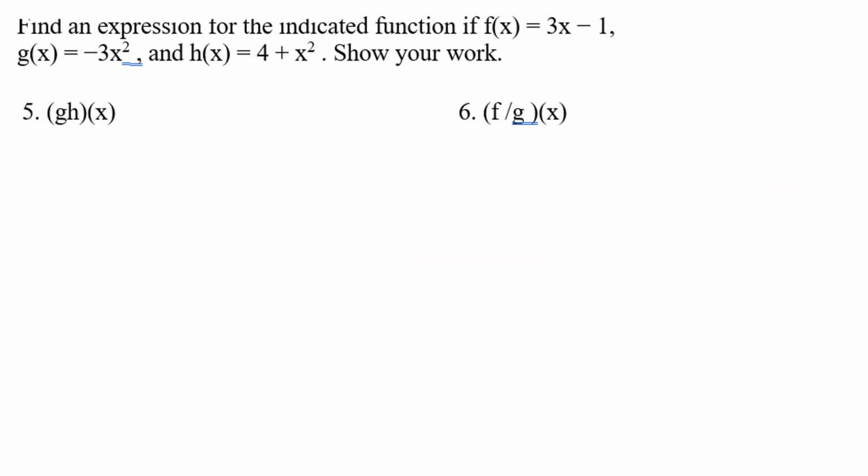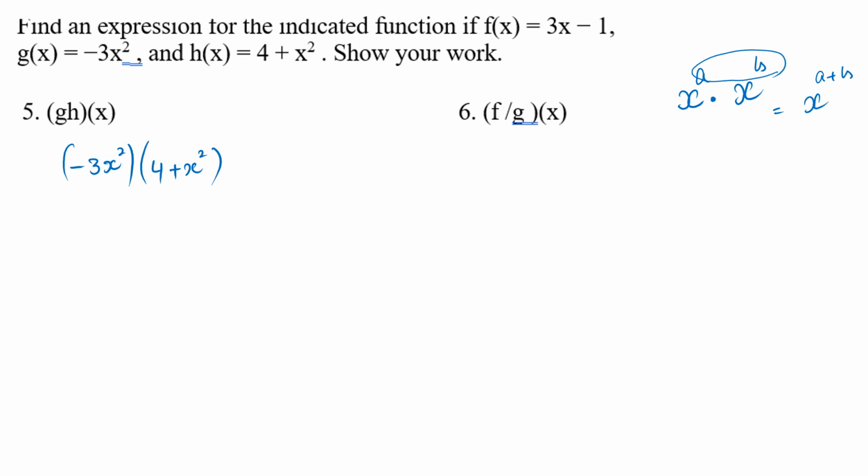Multiply. Find the product, g times h. So g is negative 3x squared. Keep it in the bracket. And h is 4 plus x squared. Now understand a very important strategy of the product rule. If you have two bases which are alike, having different or the same power, you write the base one time and add the powers, that is a plus b.